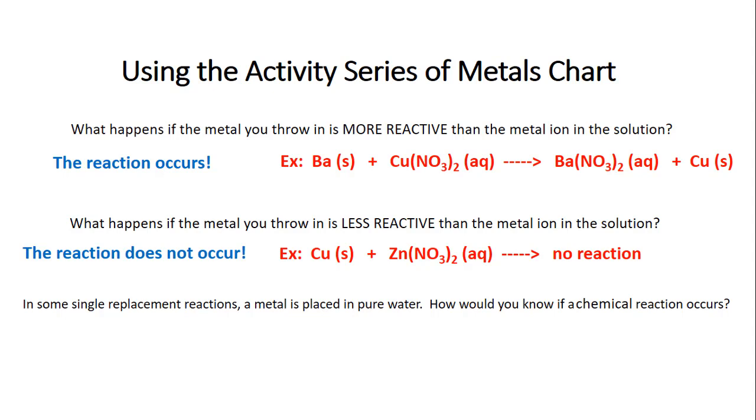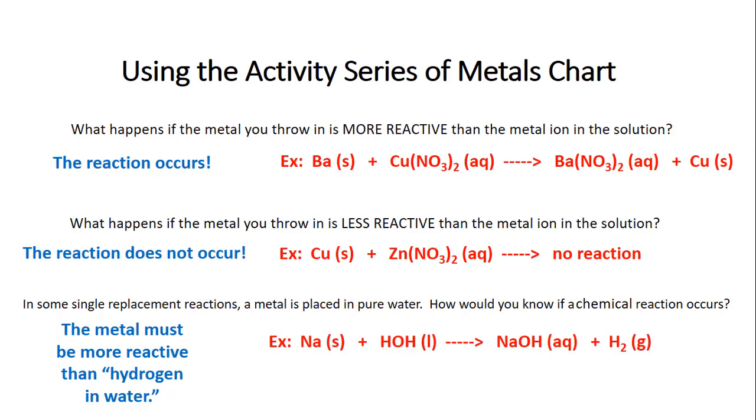The final question on this page talks about what happens when metals are placed in water. How would you know if the chemical reaction occurs or not? So we know that it depends on the metal's location on that chart. For this chemical reaction to work, the metal must be more reactive than hydrogen in water.